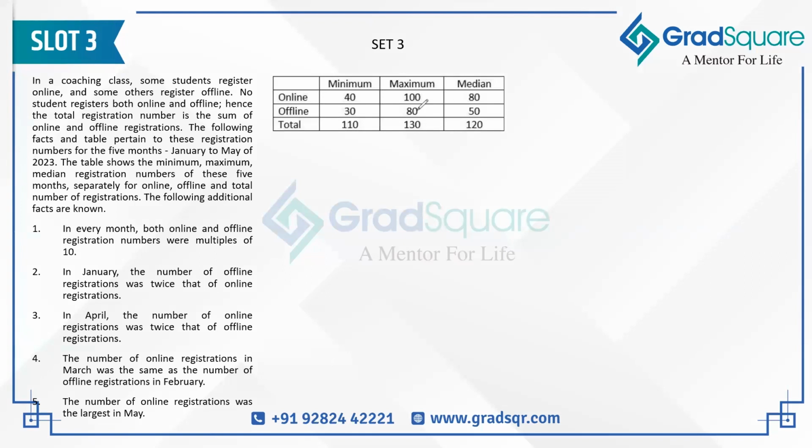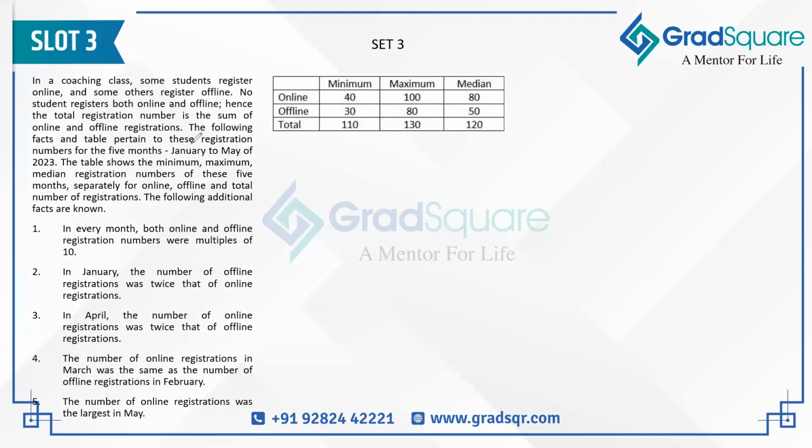Let's have a look at set 3. In a coaching class, some of the students registered for online and some other students registered for offline. No student registered for both online and offline. Very clearly given to you. Online students, offline students. That's all, right? And no student registered for both online and offline. Hence, the total number of registrations is the sum of online and offline registrations. That's also given to you.